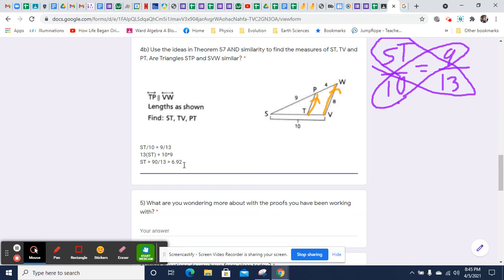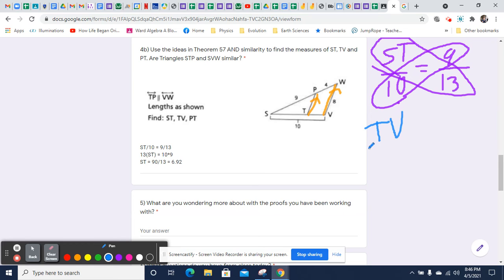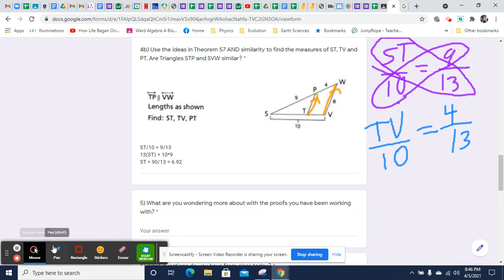Now, let's work out the next one. I'll pick a different color for that. Let's take care of TV. So TV, we can say TV is to 10, if we like. We can do it that way. So TV is to 10, as 4 is to 13. I could have used our 6.92, but since it's a rounded number, I'm actually sidestepping that.